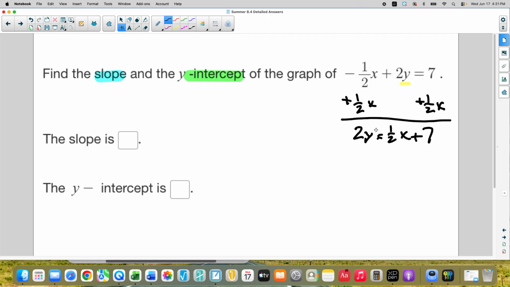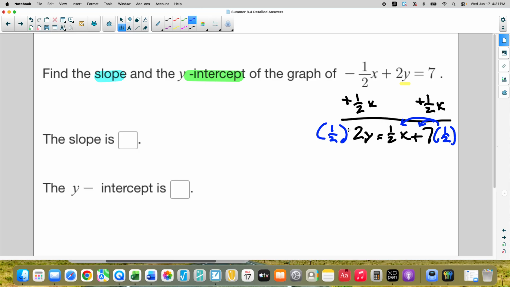And now I got to get rid of this 2 because I still need my y by itself. I'm not going to divide by 1/2 or divide by 2. I'm actually going to multiply by the reciprocal. Remember, multiplication has 2 reciprocals. The easy one, which is division, and then the other one, less known or less thought about, would be multiplying by the reciprocal. The reciprocal would be 1/2. When we multiply, we have to multiply both terms on the right side.